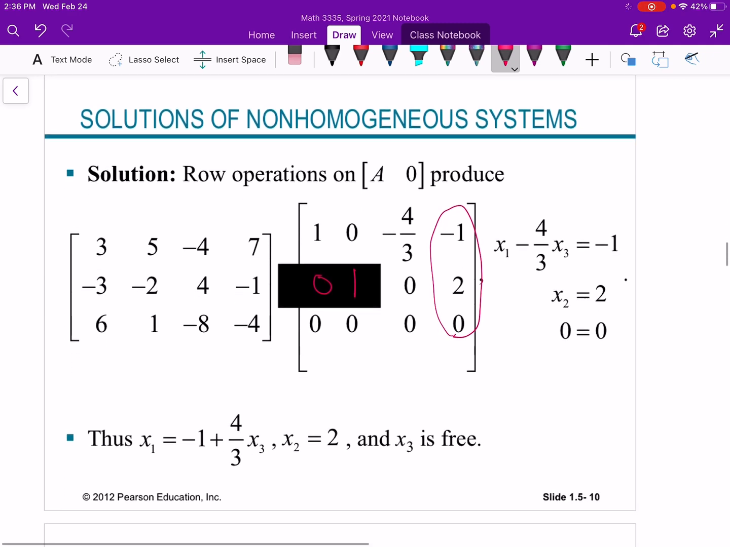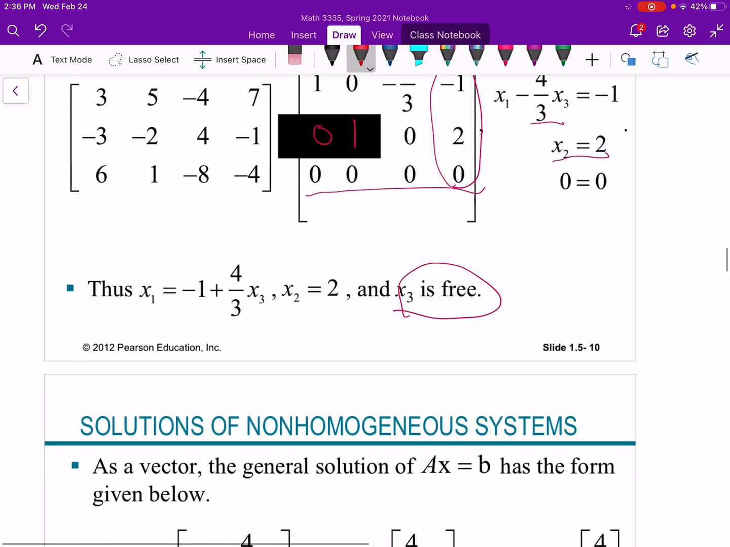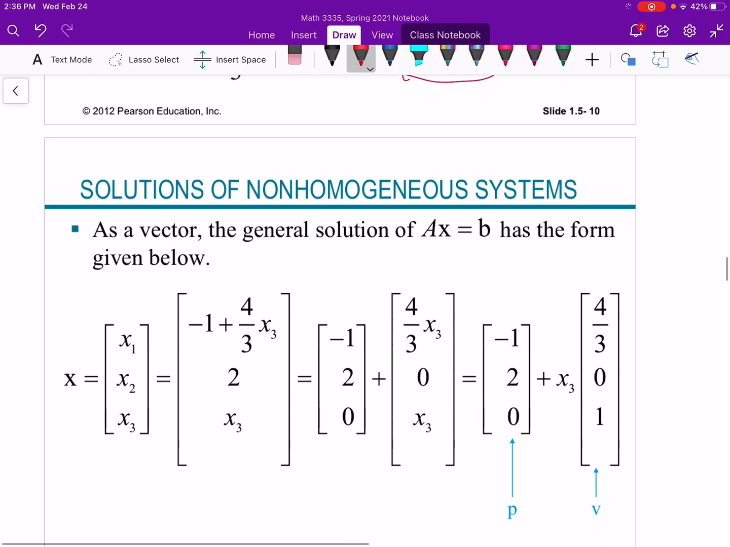So if you write it down in terms of each variable, x1 equals 4/3, x2 equals 2, and x3 is a free variable. x3 is free because it has a 0 row there. So we continue on, and we write down the solution set in vector form. x equals x1, x2, x3. Here we can separate them. What we want to do is separate the term with the x3 and without the x3. So that becomes like this. Then we factor out the x3.